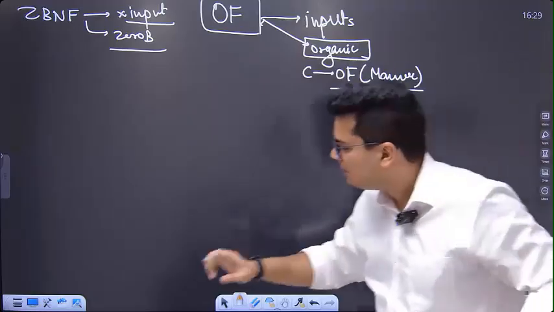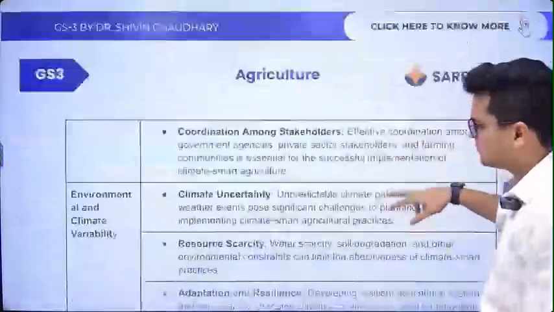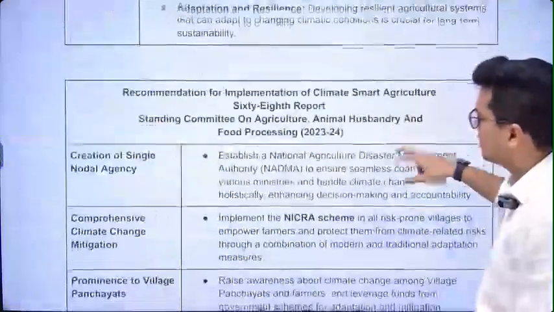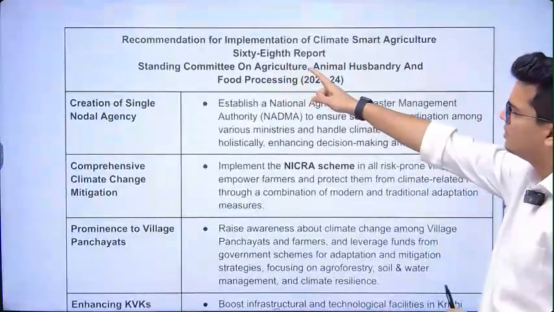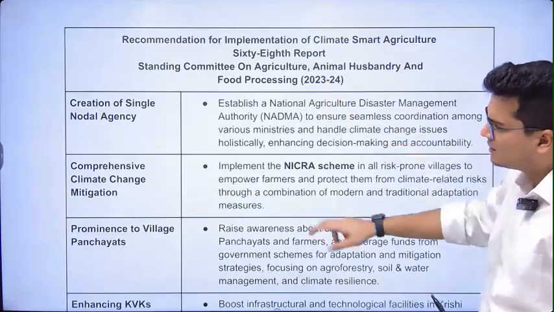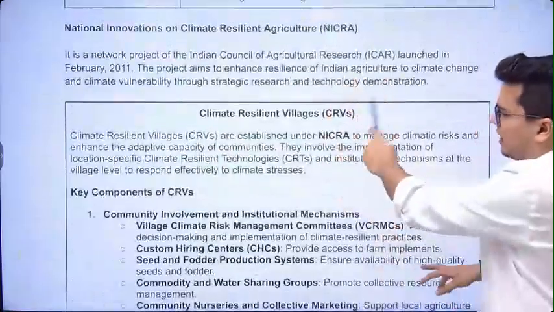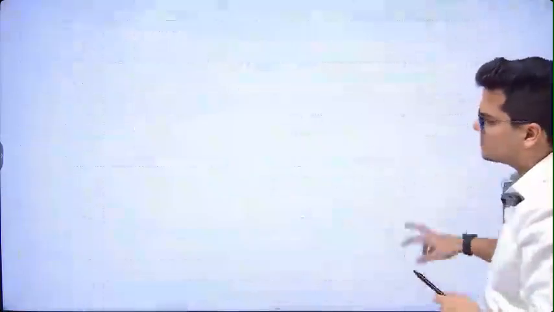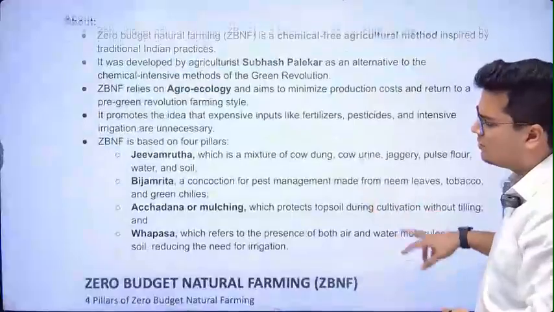Now there is some data with regards to organic farming that we must study. This is the recommendation of the Climate Smart Agriculture Committee, which was given in 2023-24. These are the recommendations. We've already read about these. We've also read about the NICRA scheme, the idea of climate resilient villages. If the question comes this year, I will expect you to write a very good answer. This is then about zero budget natural farming.